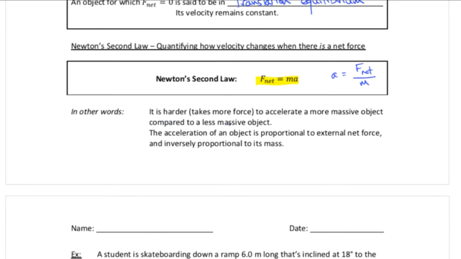In other words, it's harder, or it takes more force to accelerate a more massive object compared to a less massive one, and the acceleration is proportional to the external net force, as I said, and inversely proportional to the mass.